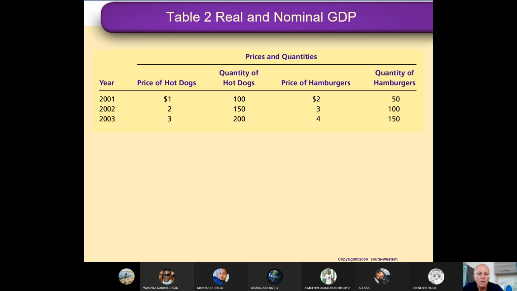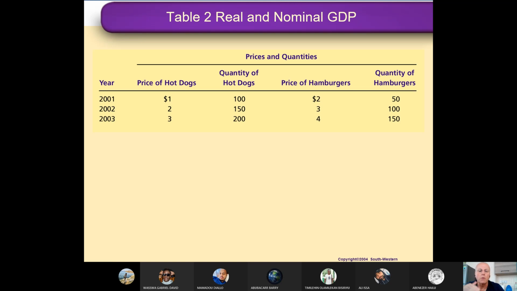Okay, we have here one example for the real and nominal that is going to be given to you to be able to understand. Let's look at this. We have here the price for the hot dog, quantity of hot dog, and price for hamburger, and quantity of hamburger. And we have the years 2001, 2002, and 2003.